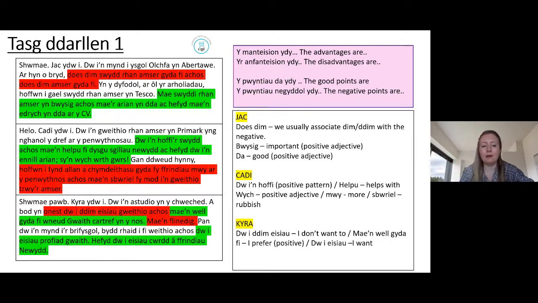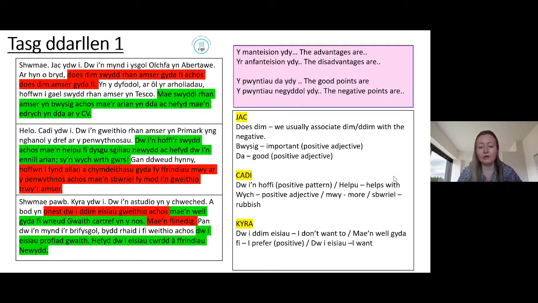And then you've got, shwmai pawb, Ciara ydw i. Dwi'n astudio yn y chweched. I'm studying in sixth form. And we've also got, a bod yn onest, dwi ddim eisiau gweithio, so dwi ddim eisiau. I don't want to, okay? I don't want to gweithio, work, achos mae'n well gyda fi. Now that's a nice phrase for you to use. I prefer. Mae'n well gyda fi wneud gwaith cartref. Do you remember what gwaith cartref is? Homework, yes, I am. So I prefer doing my homework in the night, so that's why she doesn't want to work. Mae'n flinedig. It's tiring, okay?